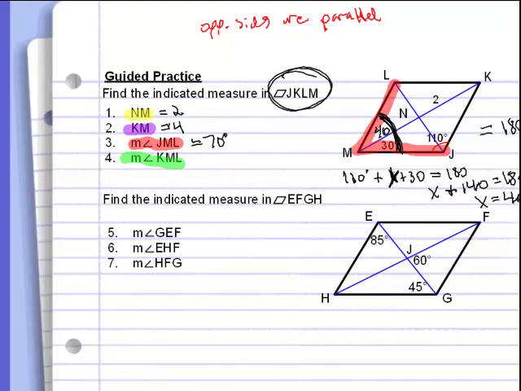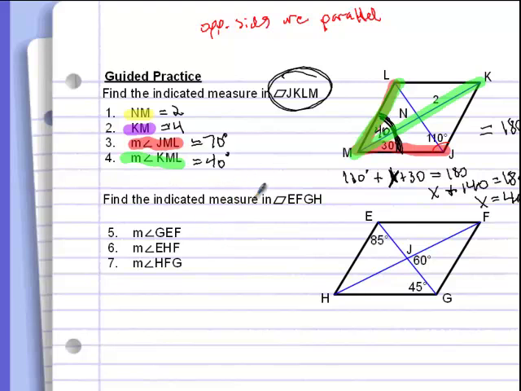Now, notice the next problem. The next problem asks for angle KML. Didn't we just solve for that? The answer is yes, we did, and it's 40 degrees. Now let's go to the next problems.